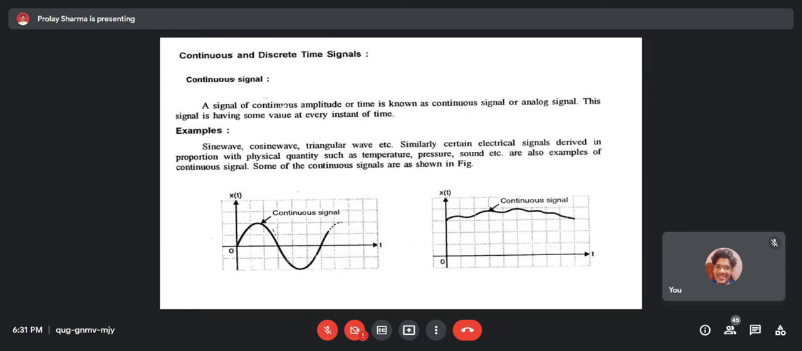Now, continuous signal. A continuous signal means that at every time instant we will get some value. That is called a continuous signal, or you can say an analog signal also. Every time instant we will get certain values of the signal, and the signal is changing continuously. So this is called a continuous signal. This is one continuous signal, and this is another one, also a continuous signal.